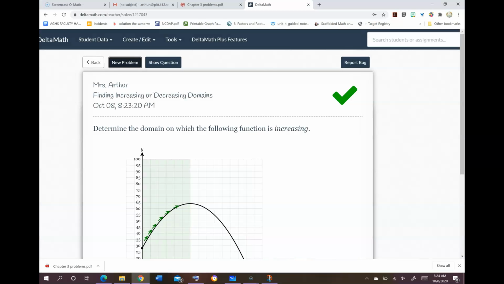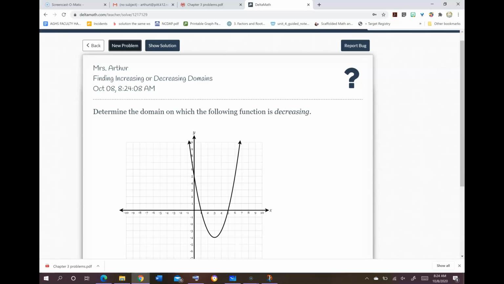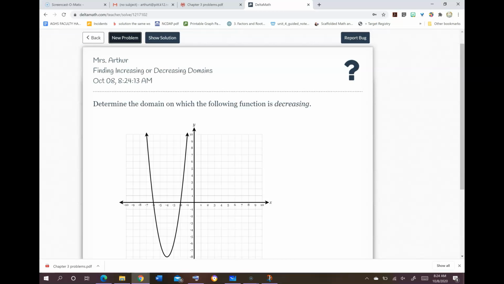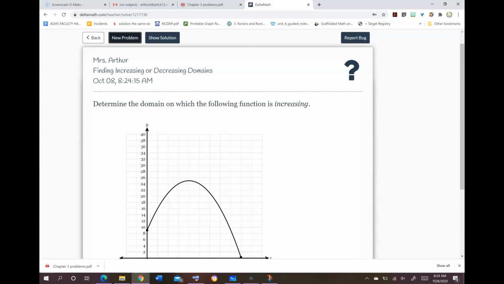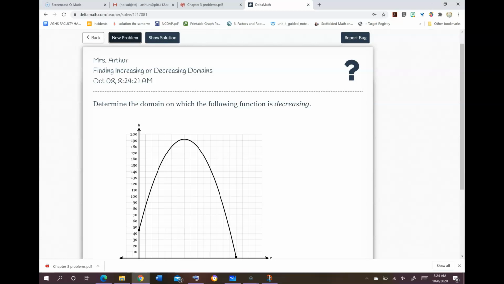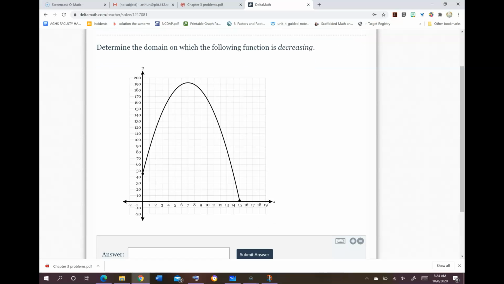Let's see if I can find one. Well, it likes us increasing on that problem, don't it? Here we go. Here's a little bit different. We found it.